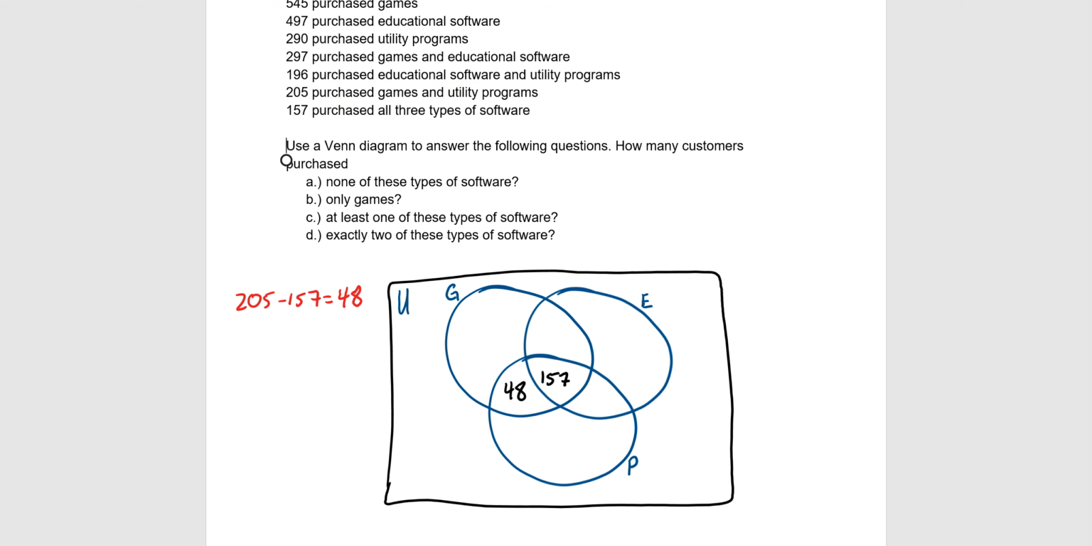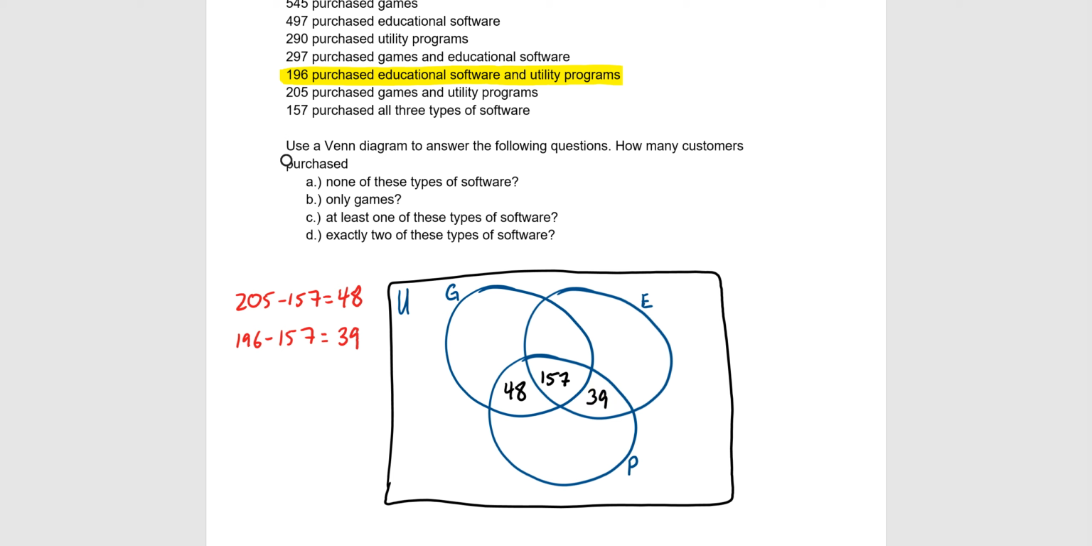Okay, let's do the next one up. 196 between educational software and utility programs. So that means 196 has to be between these two sets right here. We already have 157 in there, so we have to subtract once again: 196 minus 157. And that's going to give us 39. What this little portion right here means is that they purchased educational software and utility programs, but not games.